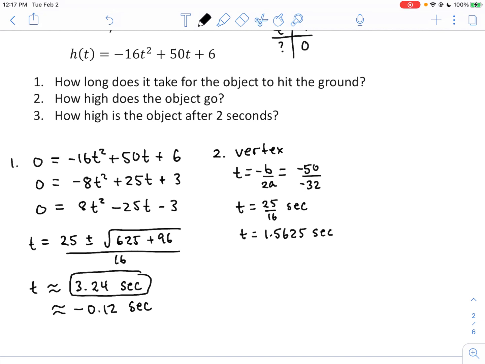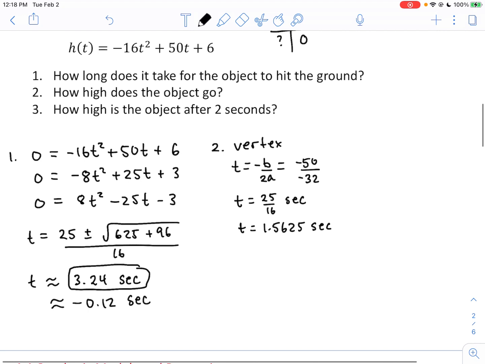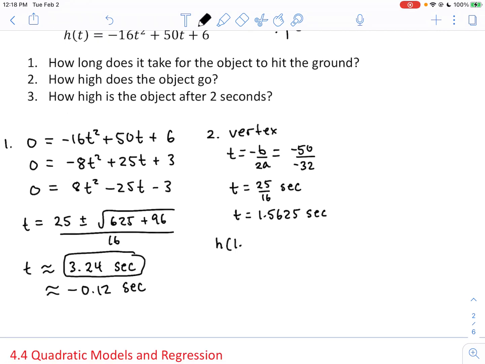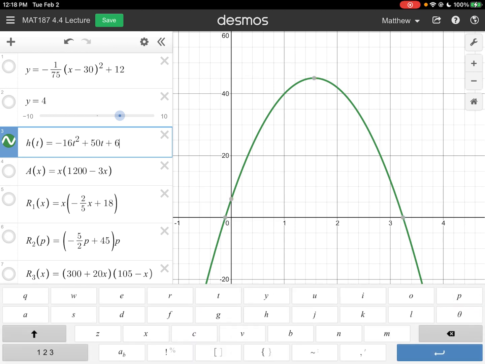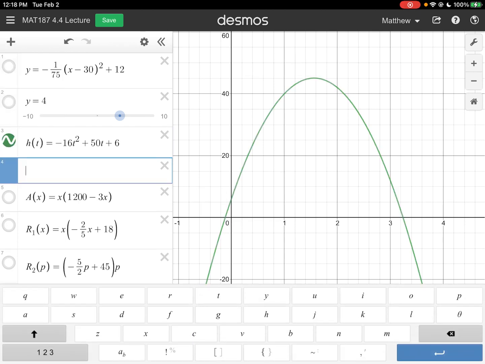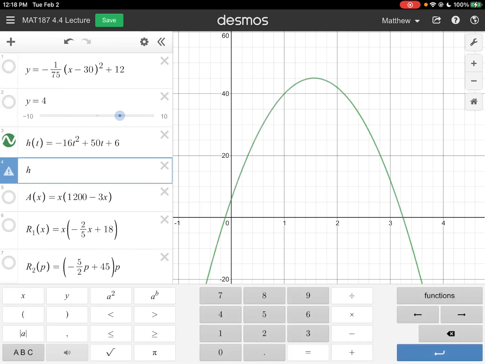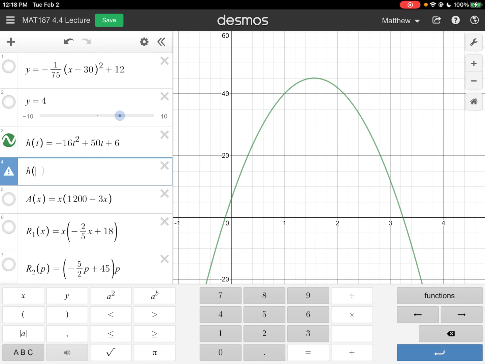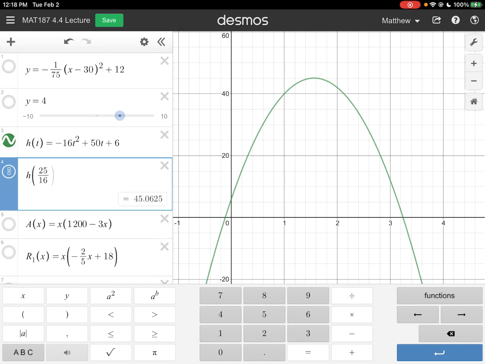1.5625 seconds is how long it takes for the object to reach maximum height. And then what is that height? Well, we just plug in 1.5625 into our function. And over here, I'm just going to insert a new line and say, okay, what is h of 25/16? And we get an answer of 45.0625.